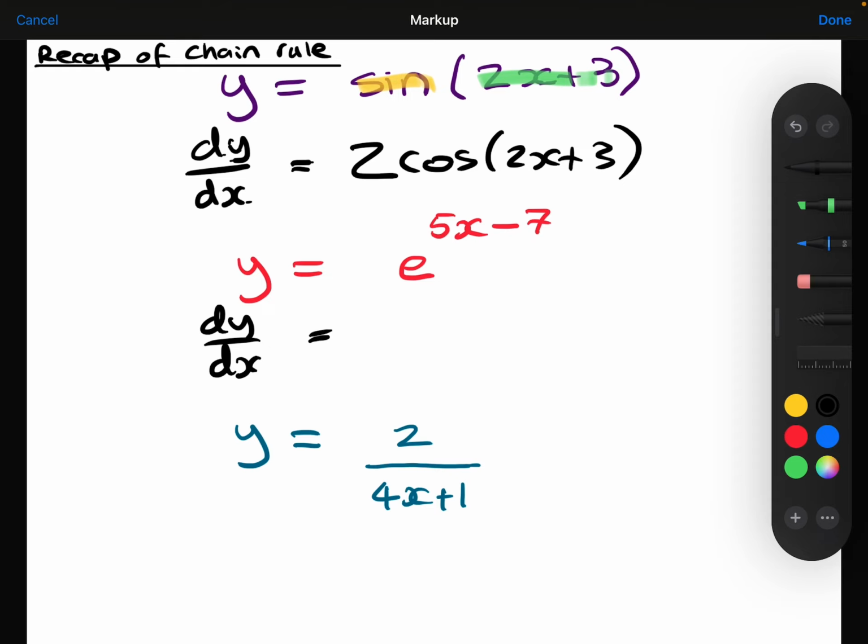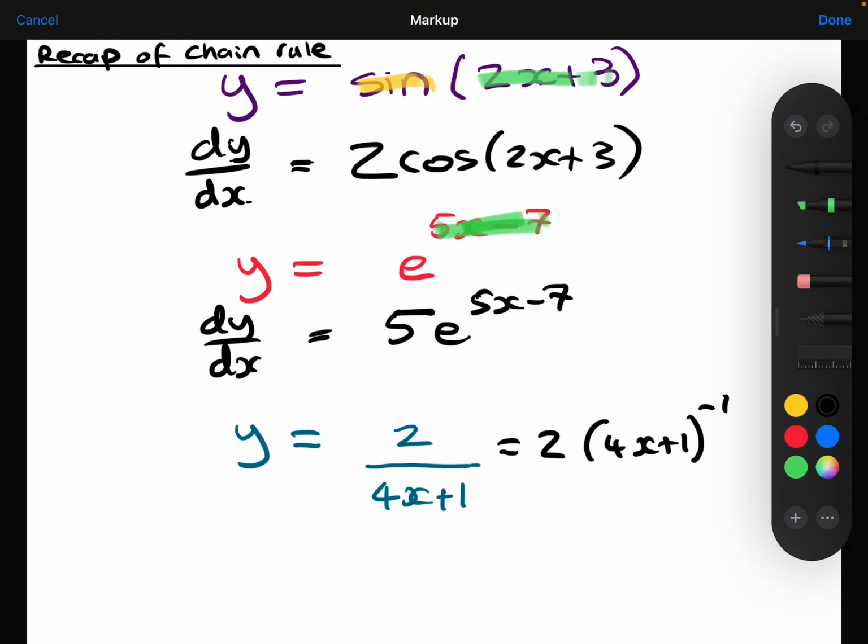When I differentiate the exponential function, the e to the power function, I just get e to the power. And then I have to multiply by the derivative of the inside. The derivative of 5x minus 7 is 5. And that's it. The next example here, in order for me to differentiate this, I first need to rewrite it so it has a power, like this.